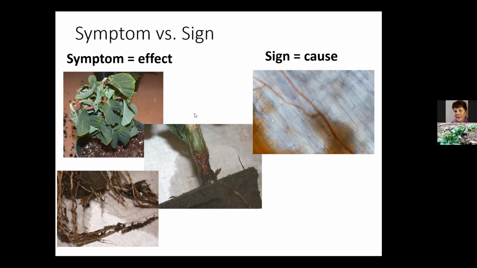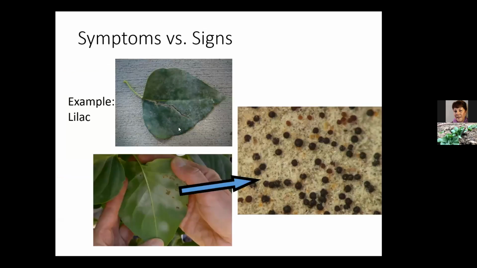So, symptoms versus signs. For example, with a lilac, if you were to look at a leaf that looks like this, you can see the mildew on these leaves here. Turn them over and you can see the powdery mildew on the underside of the leaf. And you can also see these little dark areas in this bottom picture.